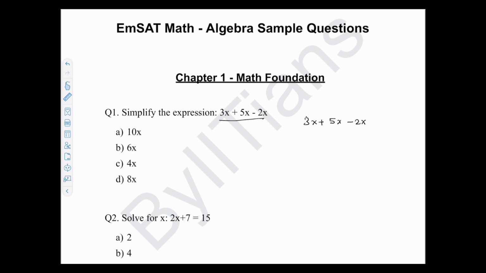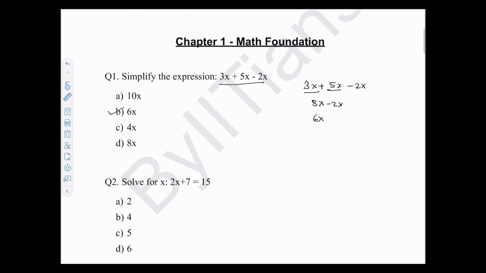Since the variables here are the same, we can simply add and subtract them as per the rules of math. So it's 3x plus 5x. What's 3 plus 5? It's 8, right? So it becomes 8x minus 2x. Now what's 8 minus 2? It's 6. So our final answer is 6x, which is option B. Quite easy, right? Now let's move on to the second question.